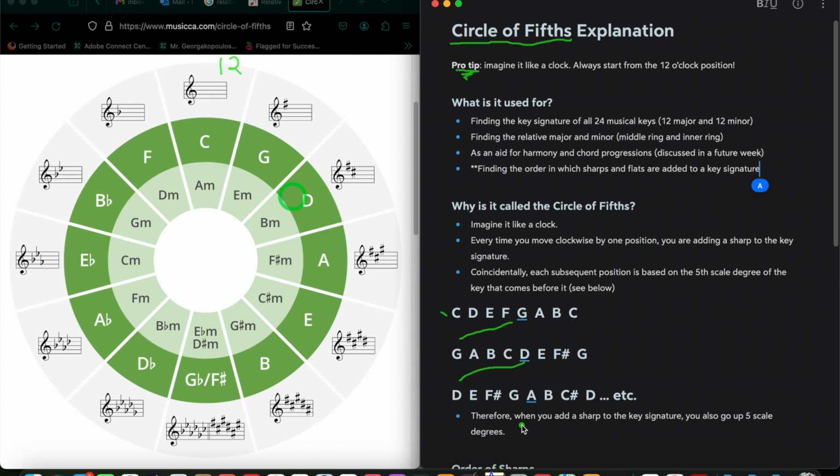So let me explain that one more time. We start at the top, no sharps or flats, we have C major. Go right 1, you add a sharp, and then go 5 scale degrees up from C, then you get G. Go right again, add another sharp. Go 5 scale degrees up from G, and you have D. And that pattern repeats every single segment that you move clockwise around the circle.